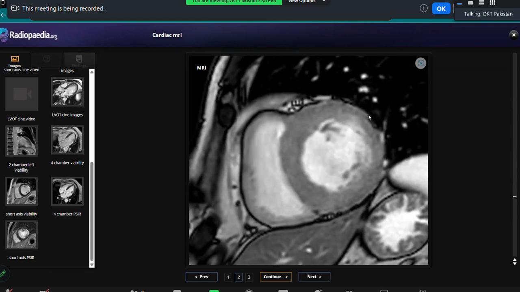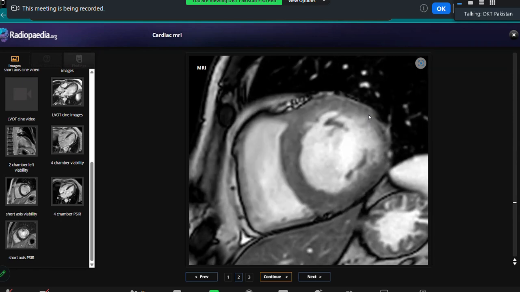Usually, what we do is we measure the ventricular diameter at the basal segment in diastole. We always do that in diastole. The measurements of the ventricles we take mostly in diastole, and we do that in the basal segment usually.